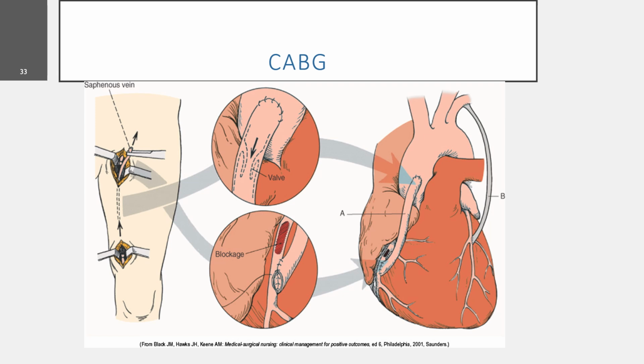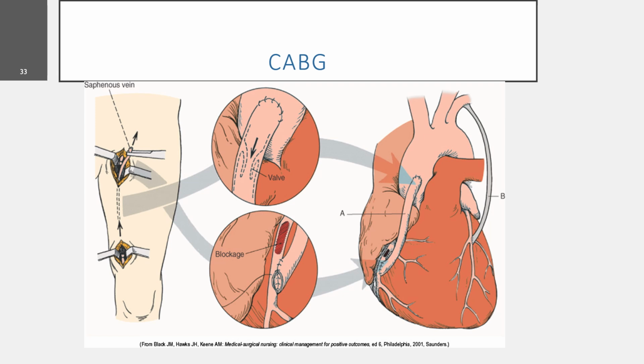Coronary artery bypass graft involves grafting a healthy blood vessel, such as the saphenous vein from the leg or internal mammary artery from the chest, to bypass a blocked or narrow coronary artery. The graft provides a new pathway for blood flow, allowing oxygen-rich blood to reach the heart muscle. It is recommended for individuals with severe coronary artery disease who have multiple blockages or have experienced heart muscle damage. It is also considered when medications or angioplasty have not been effective.